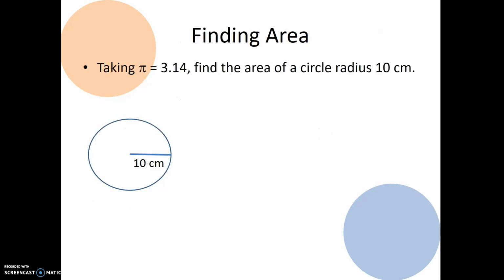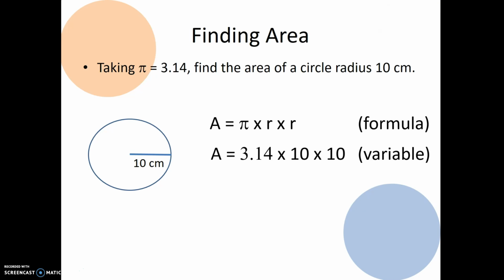All right, so let's try a problem. So let's take a look at this circle. We've got a circle with a radius of 10 centimeters, and we want to find its area. So we're going to write the formula first. We always do. Pi times r times r. Now we're going to substitute in our values. Area equals 3.14 times 10 times 10. And now we'll find the answer. Area equals 314 centimeters squared.